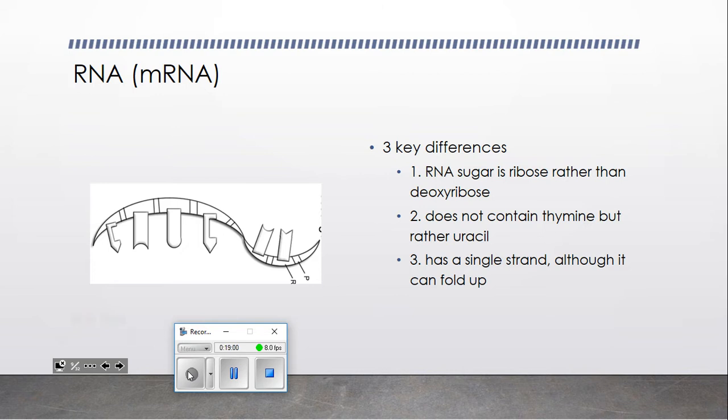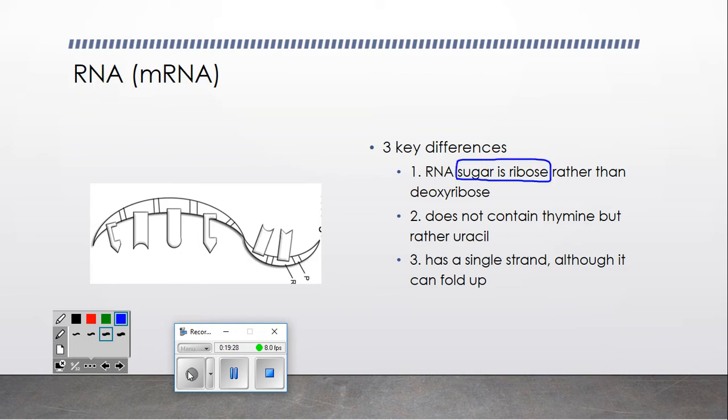Now the picture that I'm showing you is a specific kind of RNA here, just so that you're clear, because there's more than one kind. The one I'm showing you is mRNA, and the next slide will identify some of the types of RNA. If you look at the image, though, and you think about what the picture of DNA on the last slide looked like, there are three key things that are different.